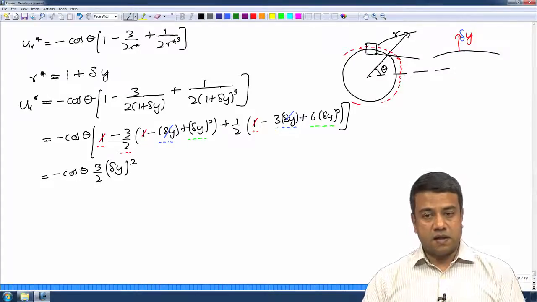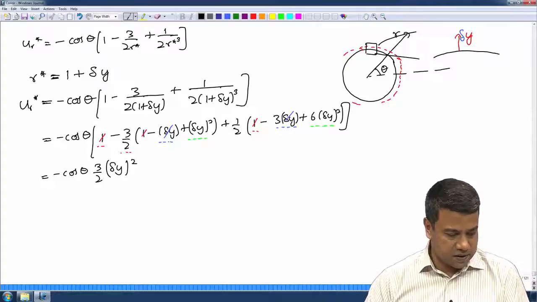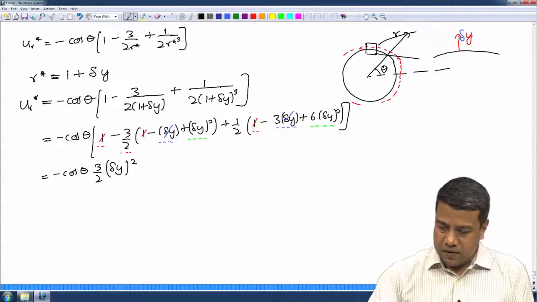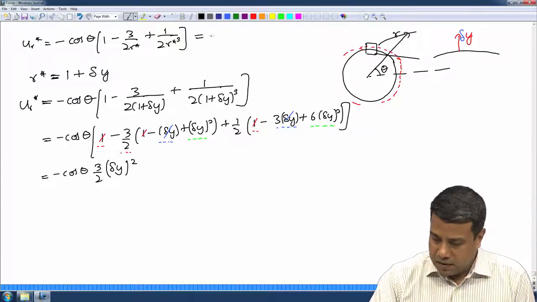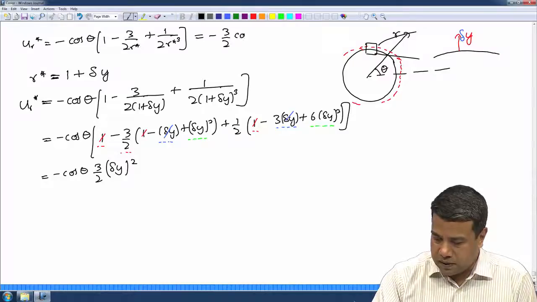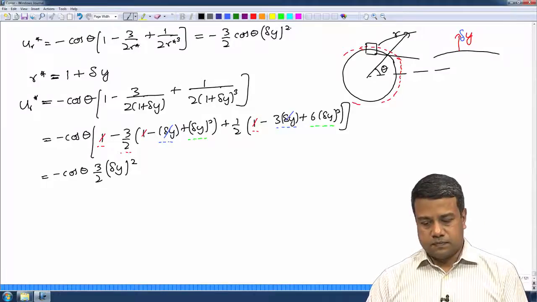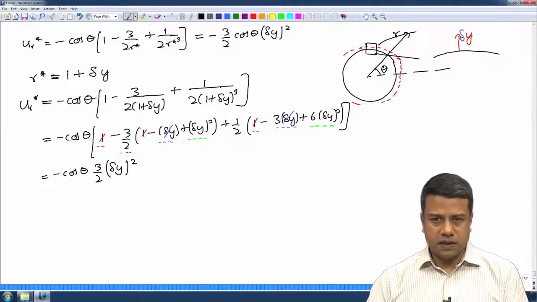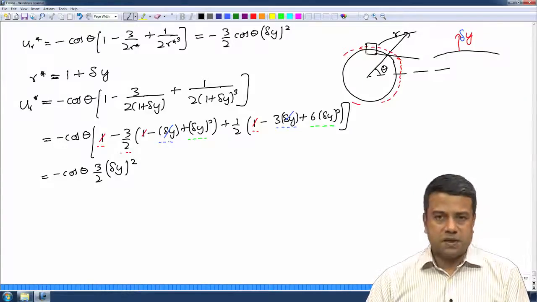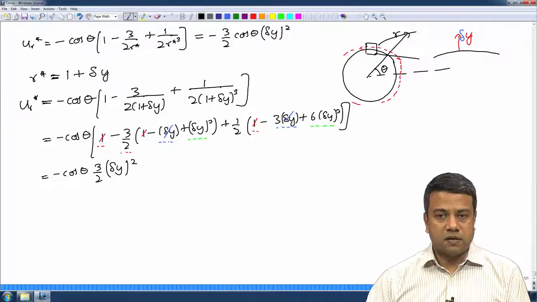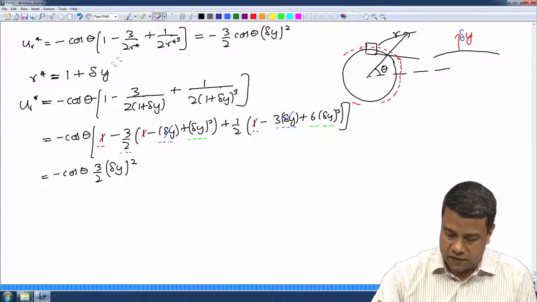That is the largest non-zero term in the radial velocity close to the surface. So, this is going to be my expansion for u_r in terms of y, minus 3 by 2 cos theta into delta y the whole square. Using a Taylor series expansion, in this case I had to go to second order. You do not always have to go to second order, but if you go to first order and find the coefficient is 0, then you have to go to the next order and find the largest non-zero coefficient.